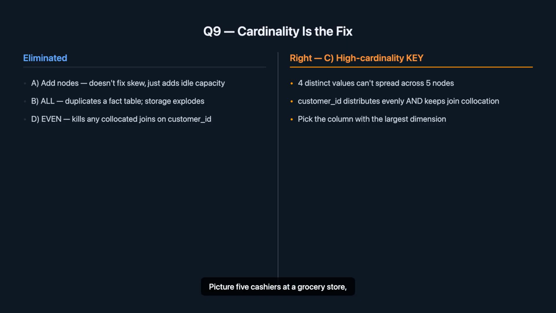Picture 5 cashiers at a grocery store, but the rule sends every frequent shopper to one cashier's line. Switch the rule to something more varied and the load spreads.